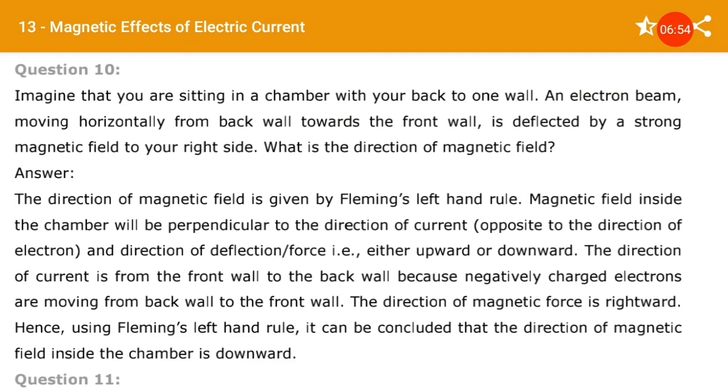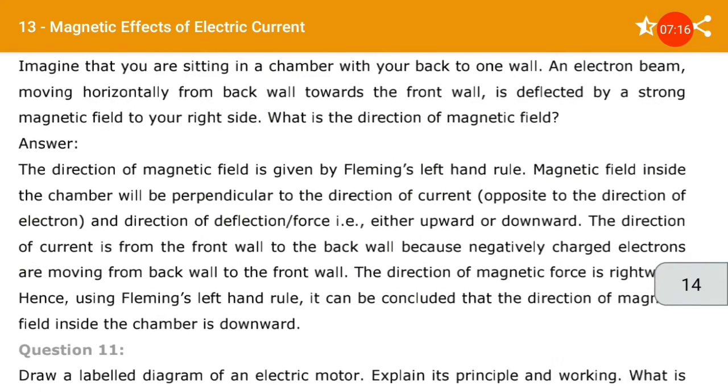Imagine that you are sitting in a chamber with your back to one wall. An electron beam moving horizontally from the back wall towards the front wall is deflected by a strong magnetic field to your right side. What is the direction of the magnetic field?